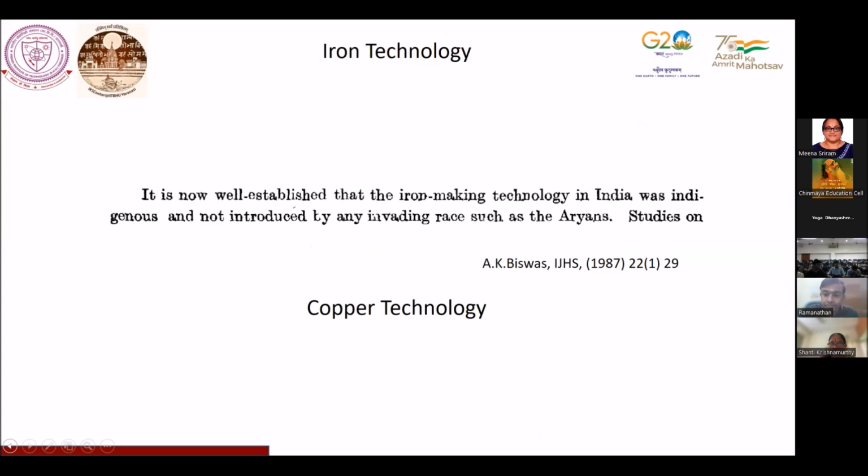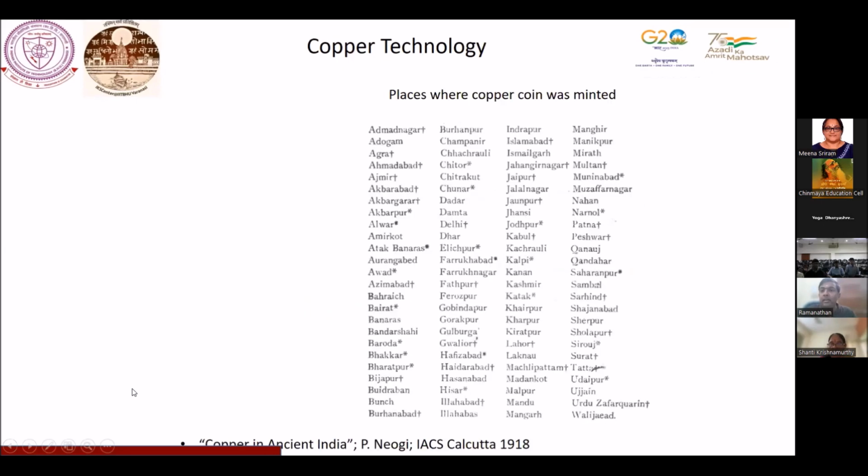In talking of copper, although you may not be able to see the names very clearly, I have listed in front of you more than 100 names of cities in ancient and medieval India where copper was processed in large numbers. So you can find, all the way from north to south, east to west, copper was processed.